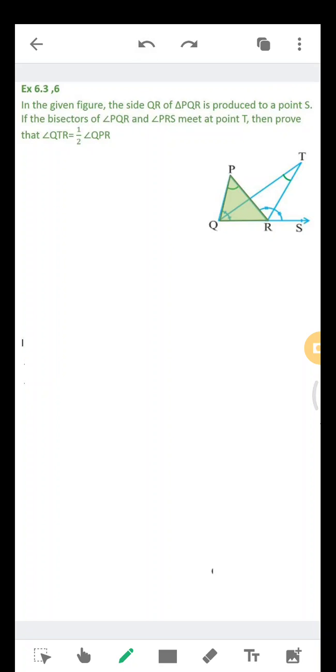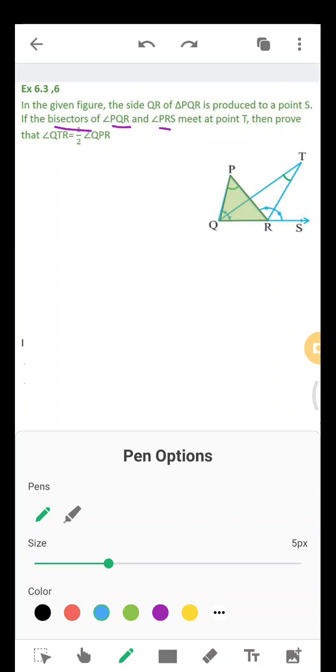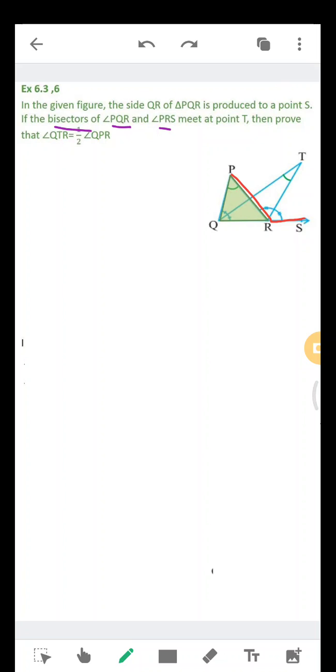If the bisectors of PQR and PRS meet at point T. So I already told you in the previous session that a bisector divides the angle into two equal parts. So bisectors of PQR and PRS. So we have two bisectors here. One is the bisector of PQR. What is the bisector of PQR? QT. Okay, this is the bisector of PQR. And PRS, bisector of PRS. This is the angle, and this RT is bisecting. Okay, RT is bisecting PRS.